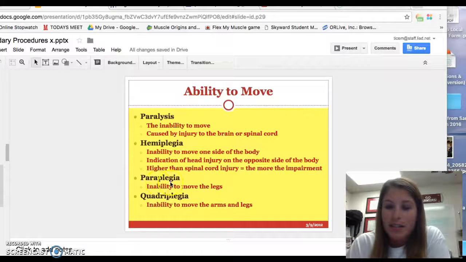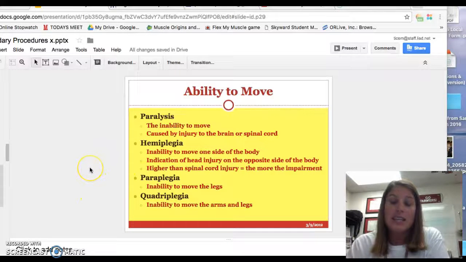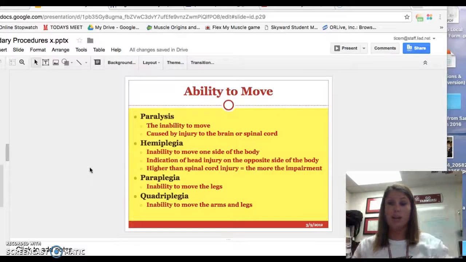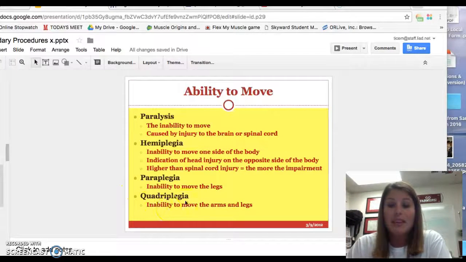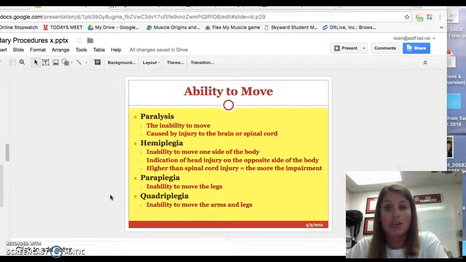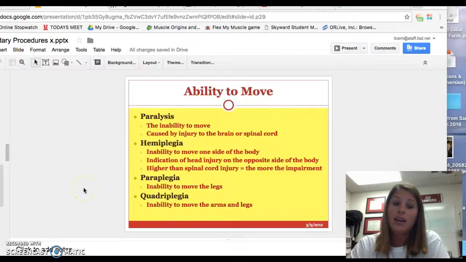The next one that we're going to talk about is paraplegia. Notice the same ending, P-L-E-G-I-A. Paraplegia is the inability to move your legs. You'll see these people in wheelchairs. They're unable to move their lower body, but they still have full functioning upper body. The last one that we have is quadriplegia, and that is when you are unable to move both your arms and your legs. Remember, quad means four, your four limbs. Can't move either arm, can't move either leg.